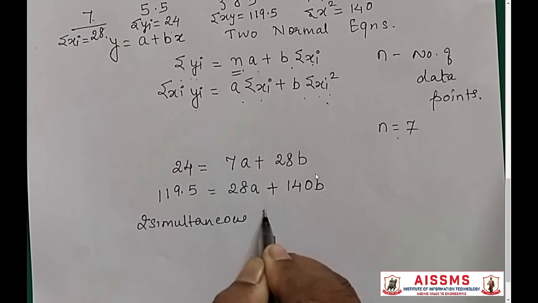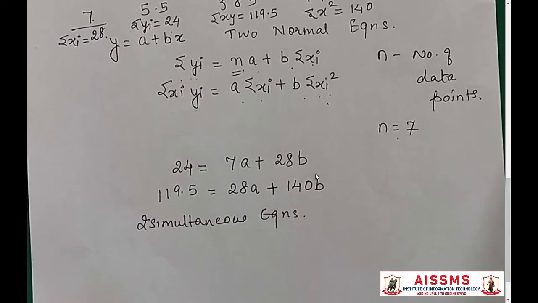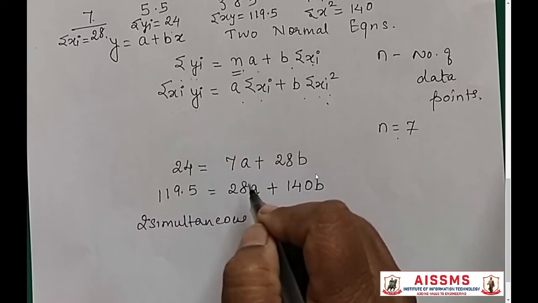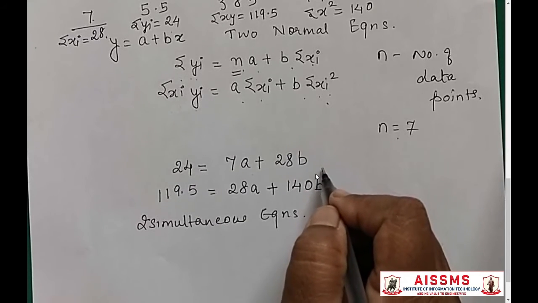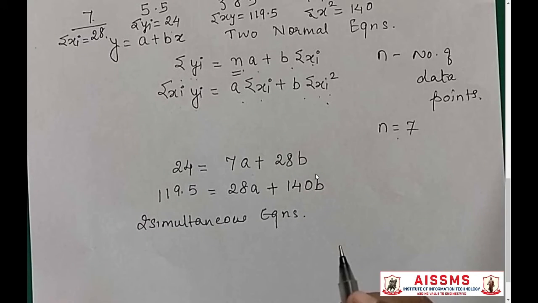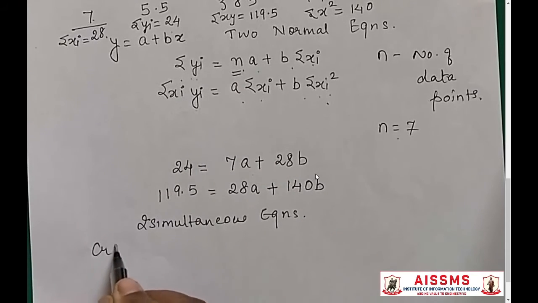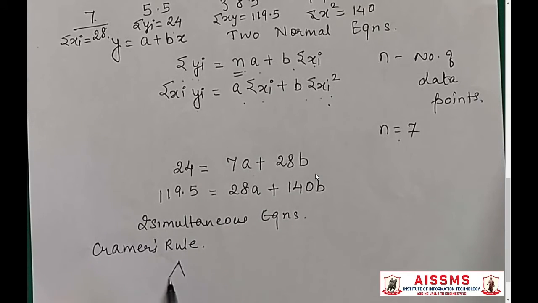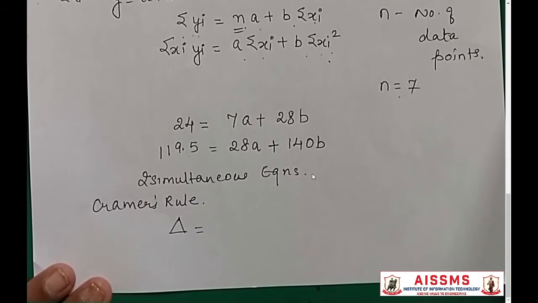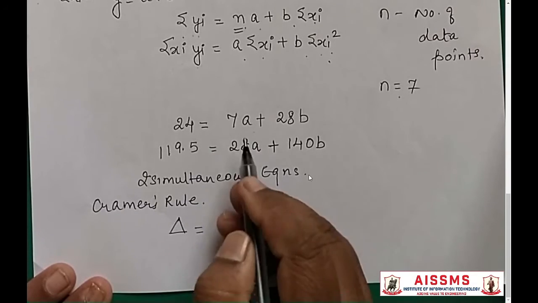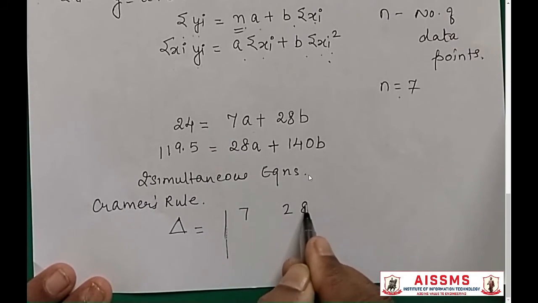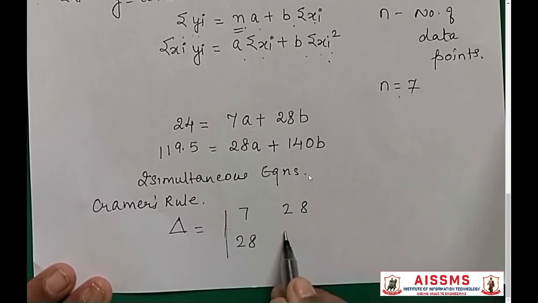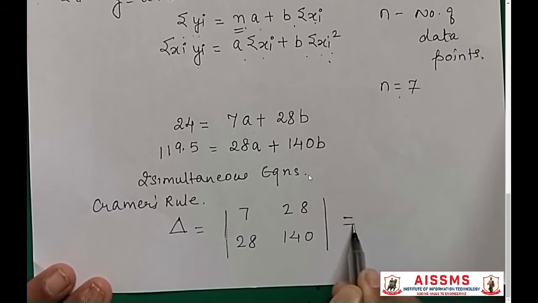Now you have two simultaneous equations. You can solve this by the methods which you have studied in school, by eliminating a or eliminating b, or you can solve the same by Cramer's rule. So by Cramer's rule, how do you solve it? You first have to find out delta. To find the delta, you make it 7, 28, 28 and 140.